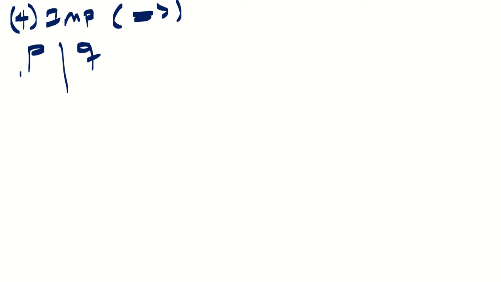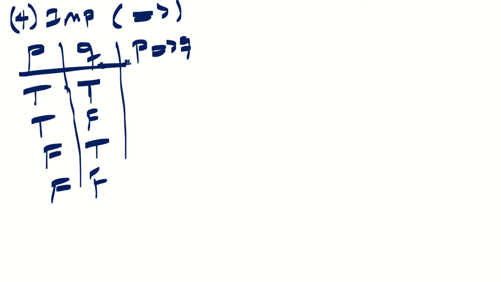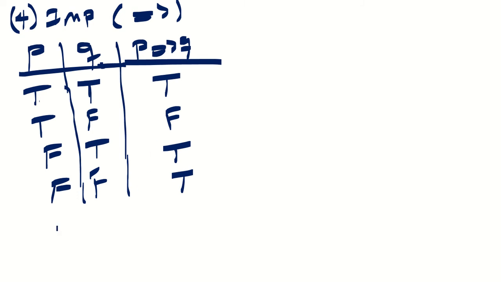The fourth one is implication. This is the symbol. Again, if you have P and Q, two logical statements, let's say true true, true false, false true, and false false. What will be the outcome when you combine them by P implies Q? True implies true is true. True implies false is false, and false implies true is true, and false implies false is also true. Here also everything is true, only one false case.